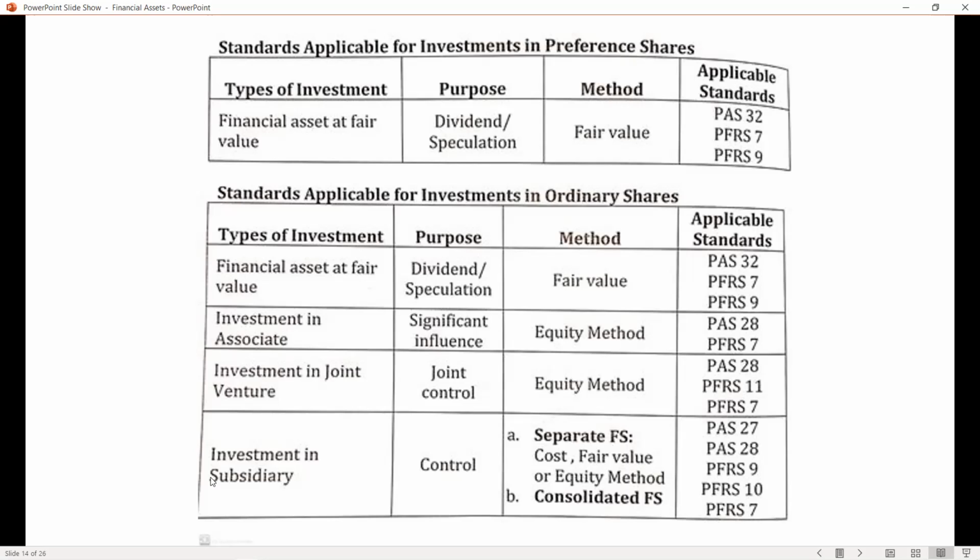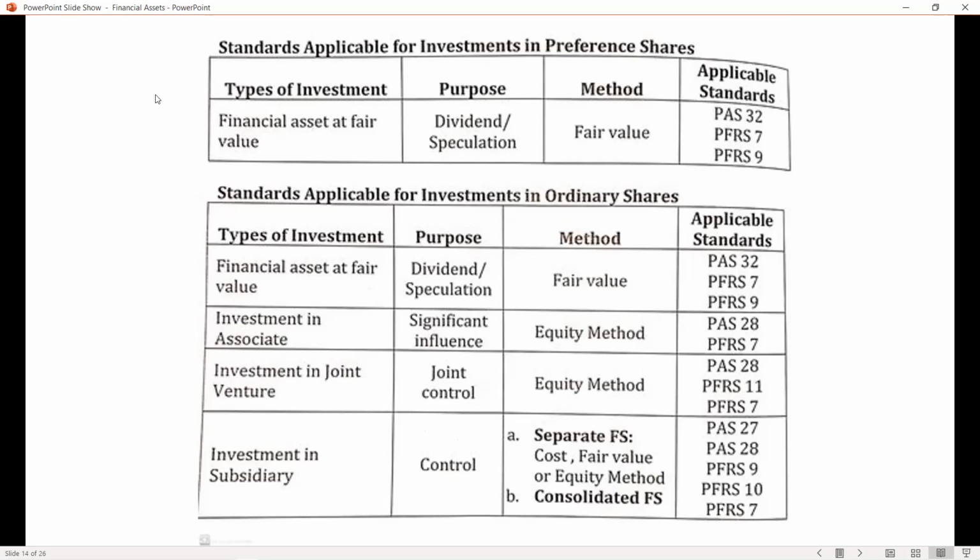Ito yung sinasabi ko kanina sa investment in subsidiary. You have the full control over that specific entity na binilhan mo. Ito yung purpose mo, to control that subsidiary. Kasi ikaw na yung magiging parent company, kasi mas malaki yung percentage mo of ownership. So, i-classify mo siya if it is separate financial statement, pwede at cost, at fair value or equity method. And pwede rin siya consolidated FS. So ito yung mga standards na related sa mga classifications na ito.